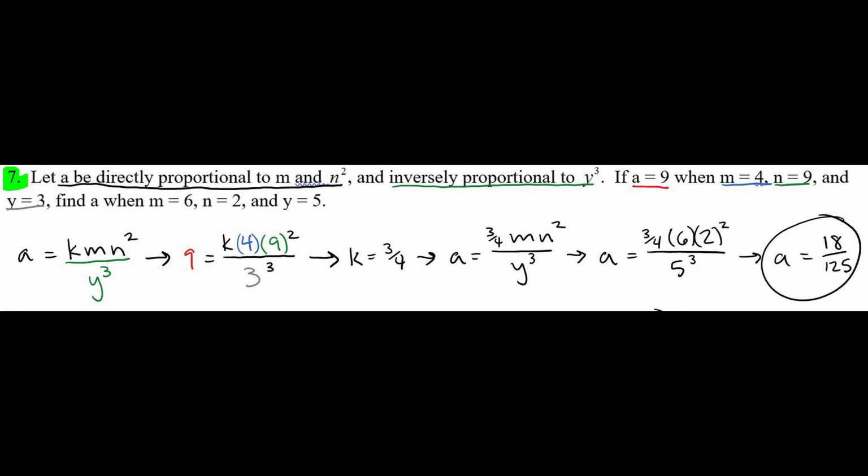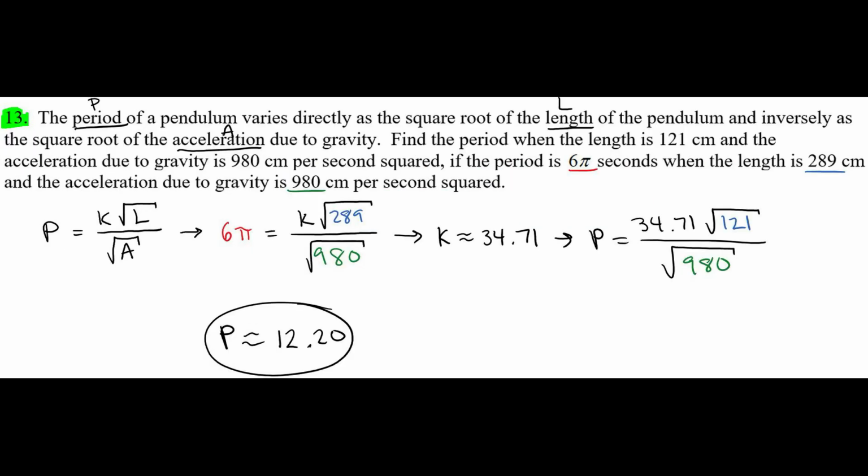Okay, the last one I'm going to talk about on this worksheet is 13. It says the period of a pendulum varies directly as the square root of the length L of the pendulum and inversely to the square root of acceleration due to gravity. Well, directly means k times the square root of L, and then the inversely means divided by the square root of A. So this is how I get the equation for this.